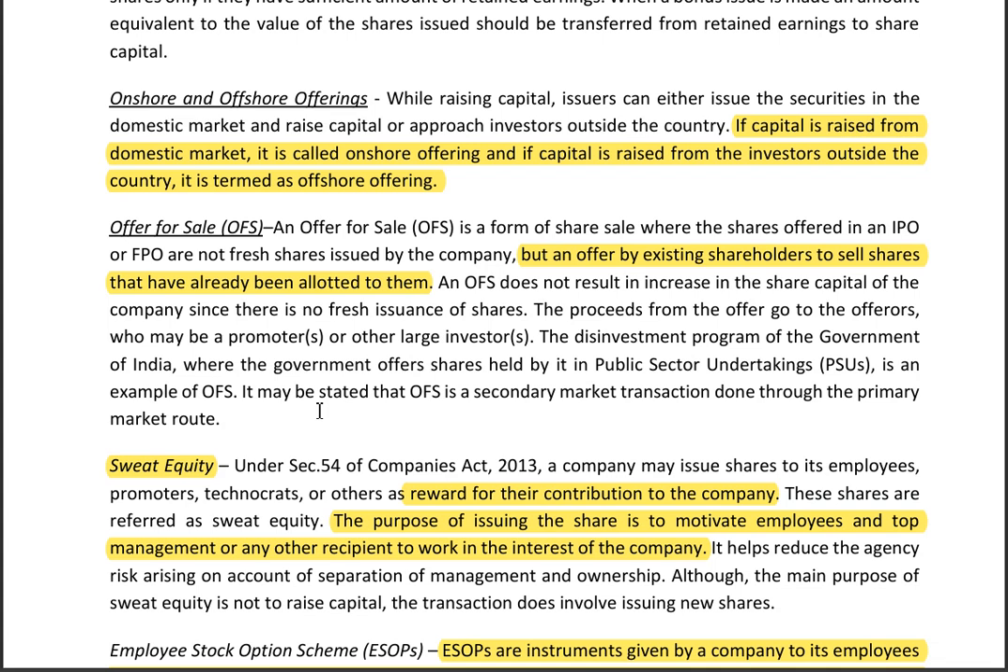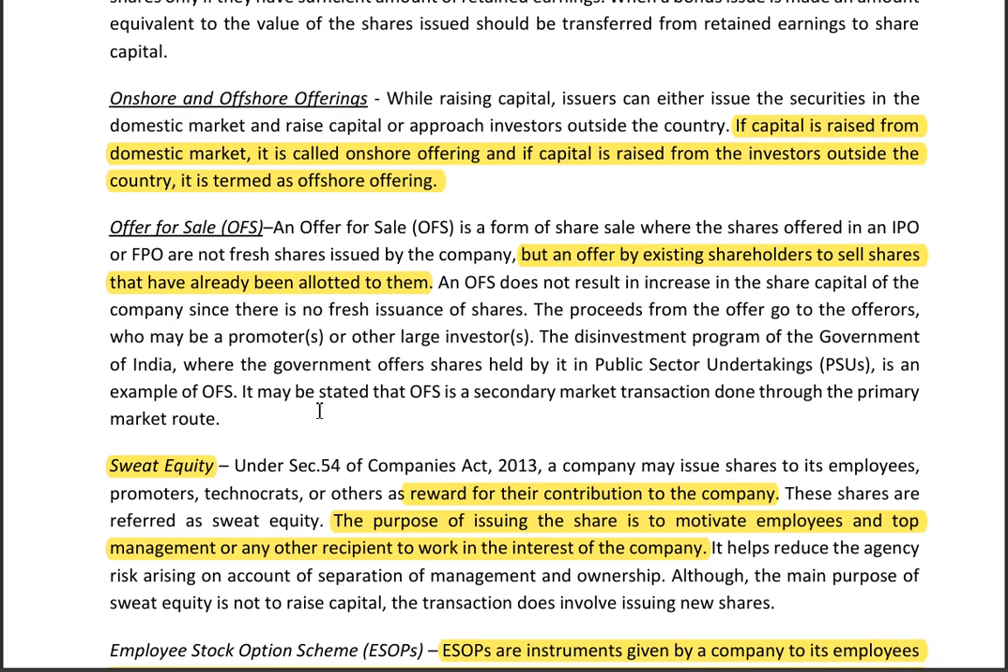OFS, I already said, is offer for sale. If an existing shareholder wants to sell his shares, he can come with the OFS. He can sell via OFS.